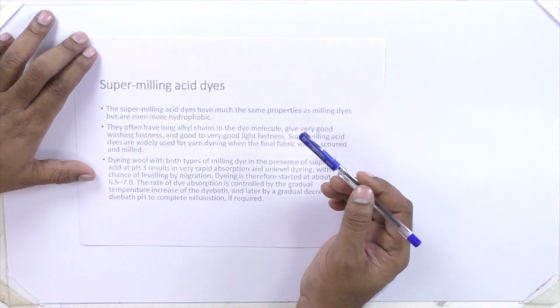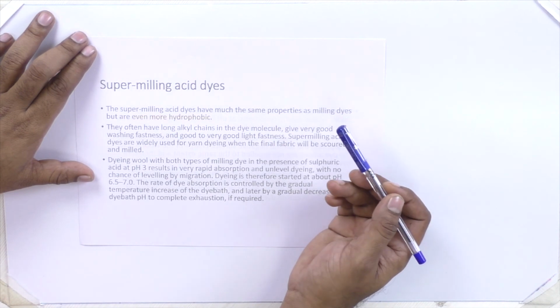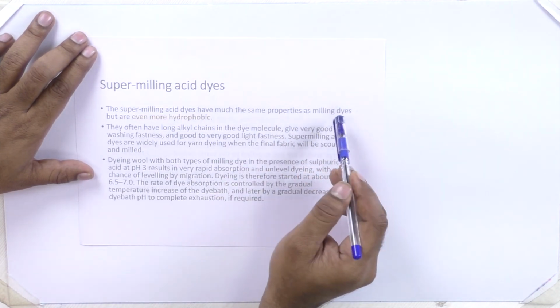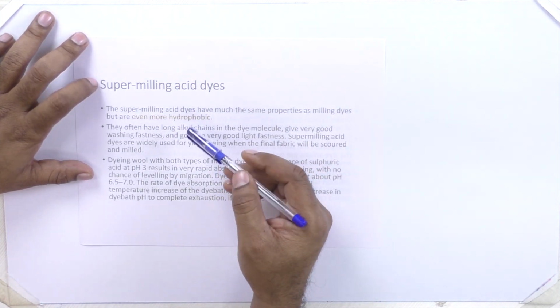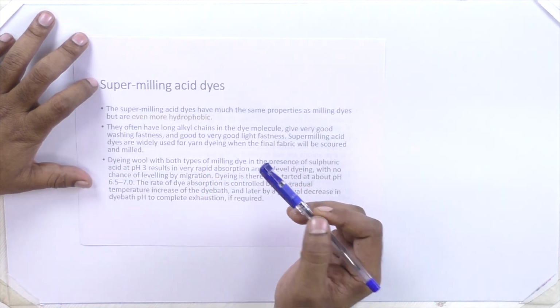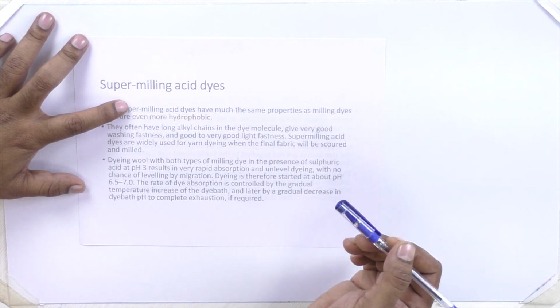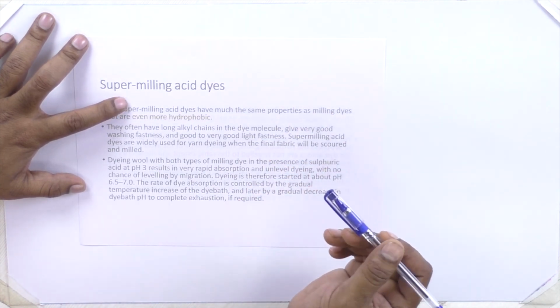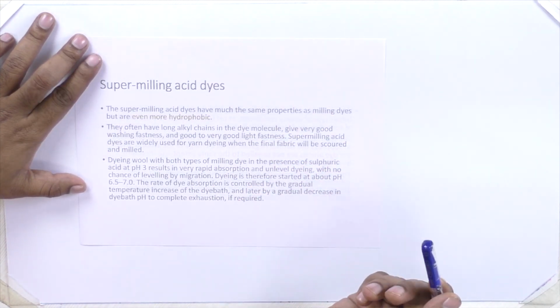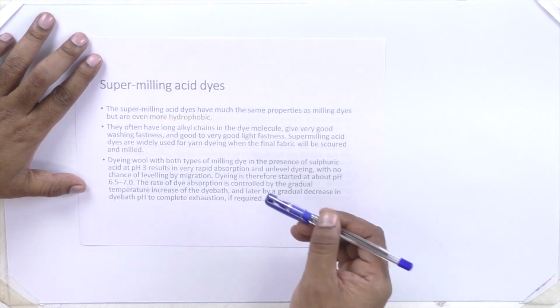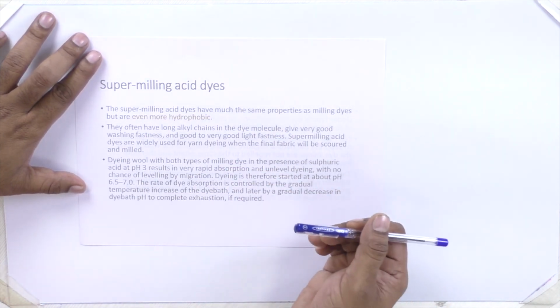Super milling acid dyes have the same properties as milling acid dyes, but they are even more hydrophobic, and they give better wash fastness and light fastness compared to milling acid dyes. You can use super milling acid dyes for woolen fabric, silk, and for milling.